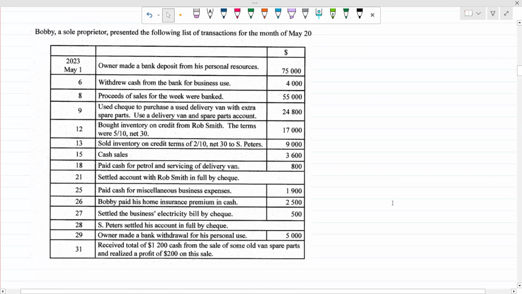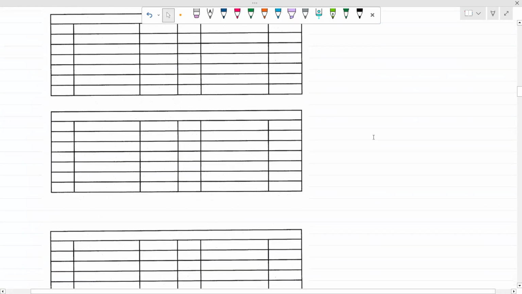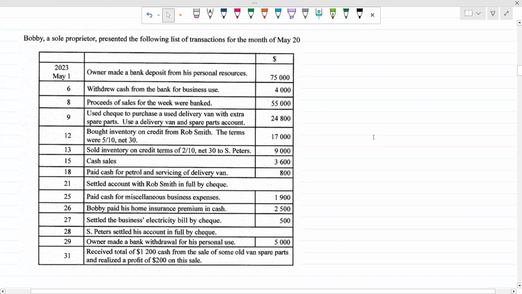All right, so we're going on. This other question is looking at your ability to enter into a ledger, right? So you have a good bit of entering to do here. Bobby, a sole proprietor, presented the following list of transactions for the month of May 2023. The owner made a bank deposit from his personal resources. What two accounts would be affected by this?